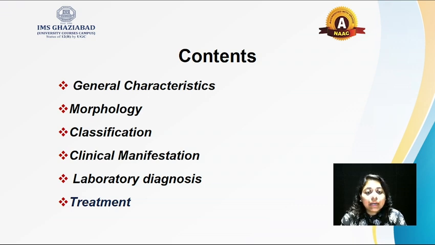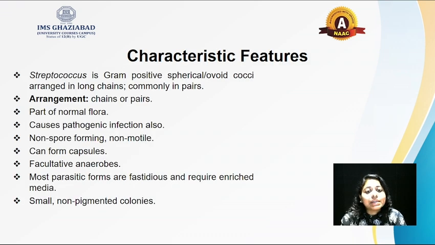So the contents for today's lecture will be general characteristics, morphology, clinical manifestation, classification, laboratory diagnosis and treatment related to the Streptococcus. So let's understand what basically a Streptococcus is. Streptococcus is a gram-positive bacteria which is spherical or ovoid in shape, and they are arranged in a chain form. Coccus means spherical or ovoid in shape. That is why they are known as the Streptococcus.